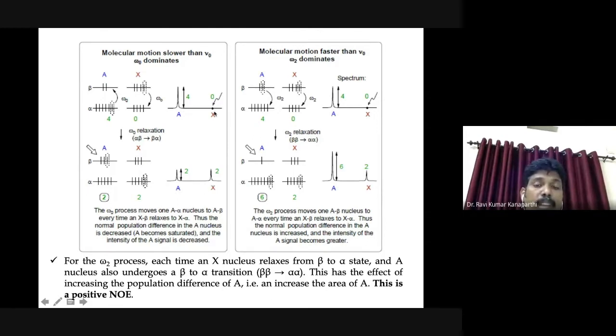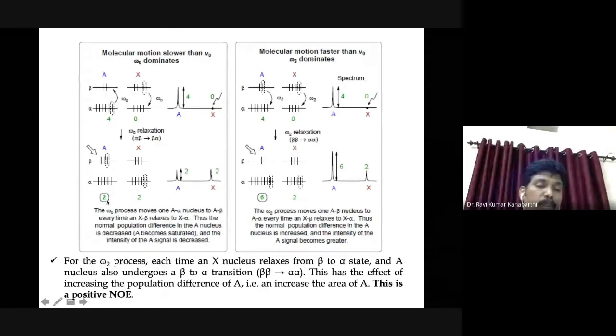We only irradiated X1, and as a result, the population difference becomes 0. But when this relaxation process is happening, what happens? Alpha is going to beta, and the beta of X is coming to alpha. Therefore, accordingly, you change the population difference. As you can notice here, the population of this one actually decreases. Initially it was 4, then it decreased.